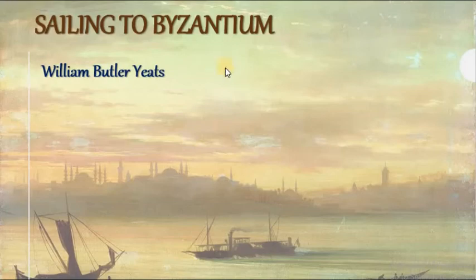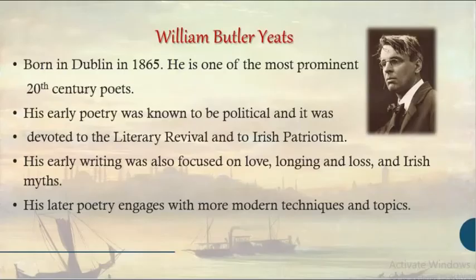Hello, fourth year students. Today we are going to start with our first poem in modern poetry, which is entitled Sailing to Byzantium by William Butler Yeats. Before going through the poem, we need to know something about the poet himself and then something about the title. Concerning the poet William Butler Yeats, he was born in Dublin in 1865.